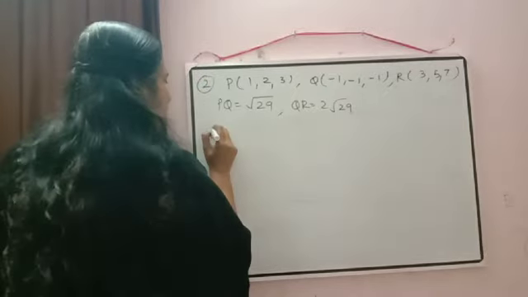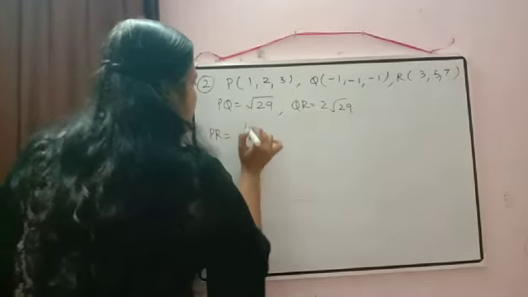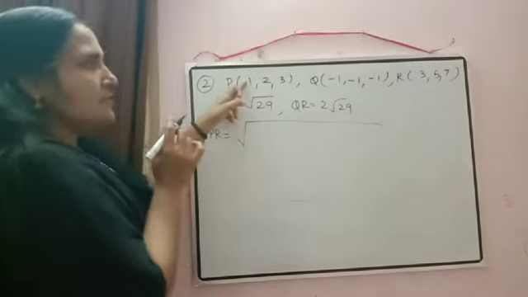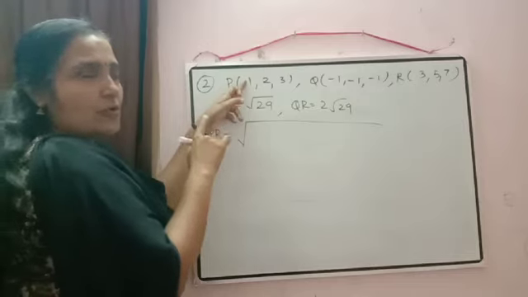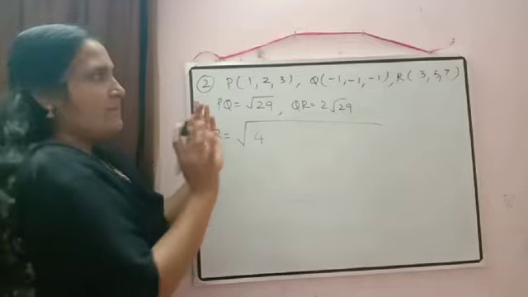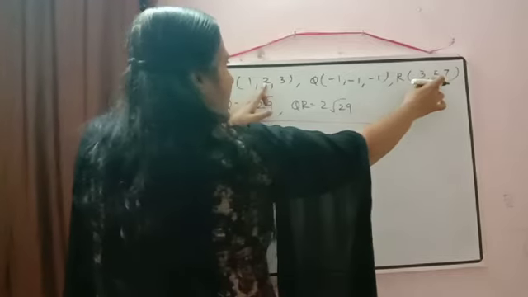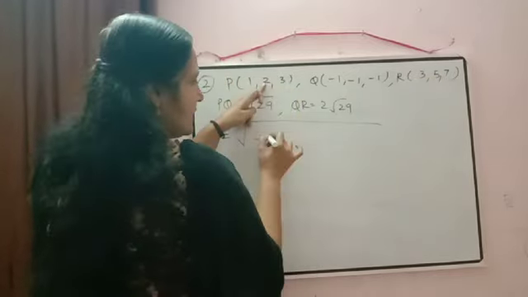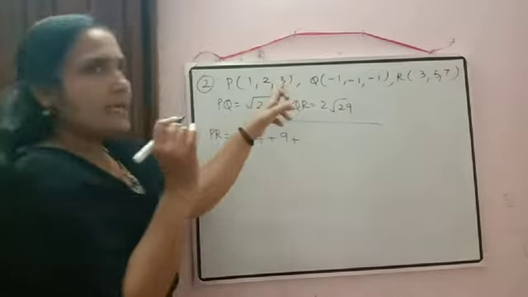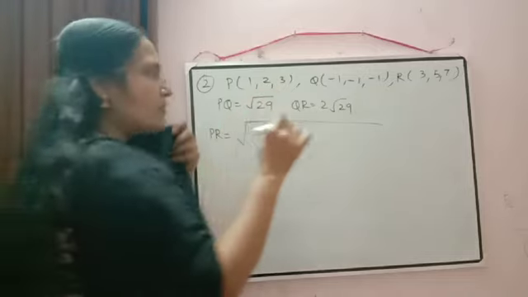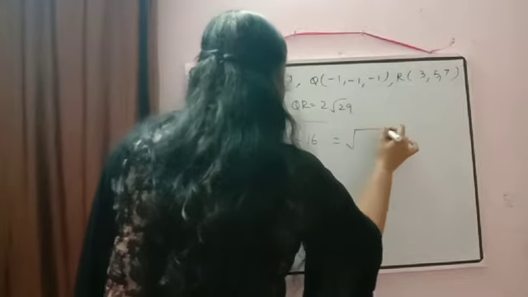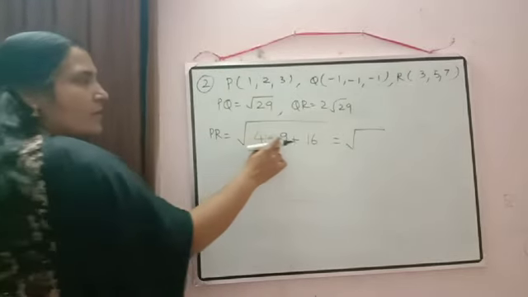PR is equal to square root of, what will come? 3 minus 1. So 3 minus 1 is 2. And what is 2 square? 4. Shall I write directly? No problem, na? Okay. Then next, 5 minus 2. 5 minus 2 is 3. 3 square is 9. Plus 7 minus 3, 4. 4 square is 16. So we are getting here PR is equal to square root of 16 plus 4, 20.